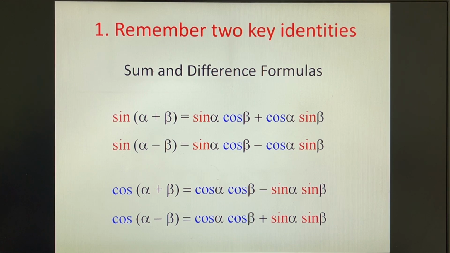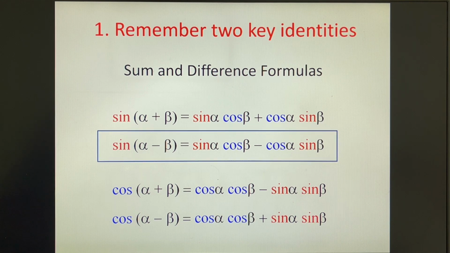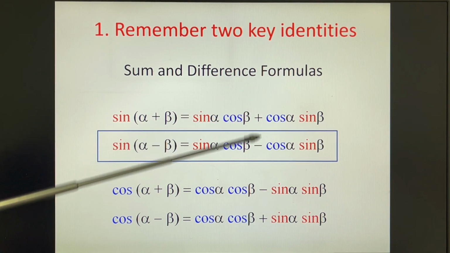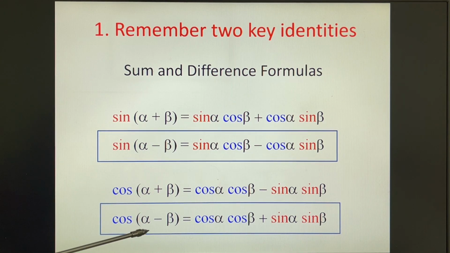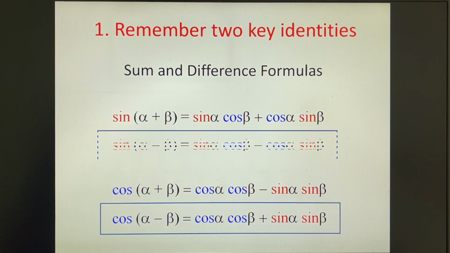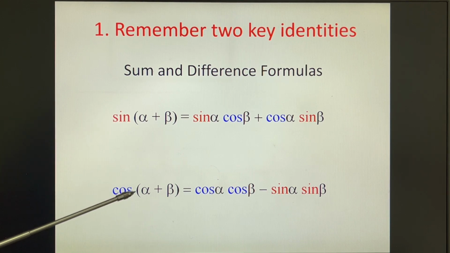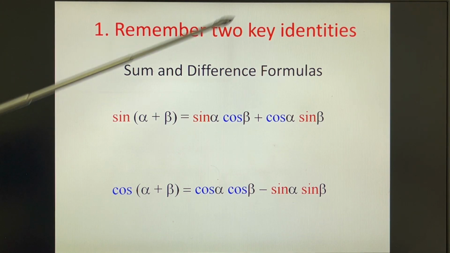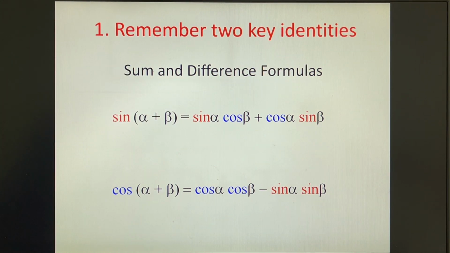Let's look at these 4 identities more closely. Sine alpha minus beta differs from sine alpha plus beta only in sign. Cosine alpha minus beta differs from cosine alpha plus beta also only in sign. So if I remember these 2 key identities formally, just by changing sign, I can get another 2. Okay, so these 2 are the key identities we have to remember.